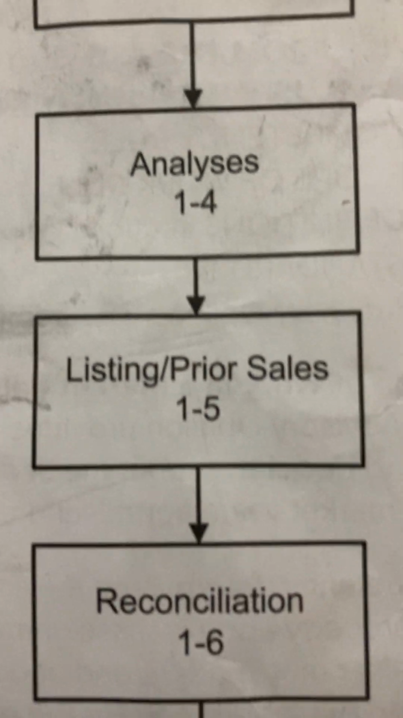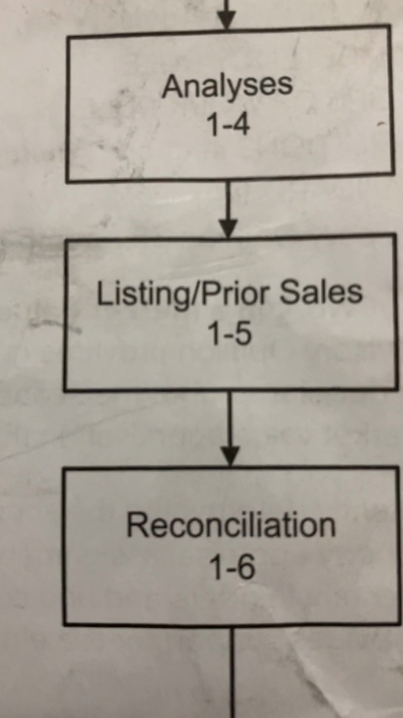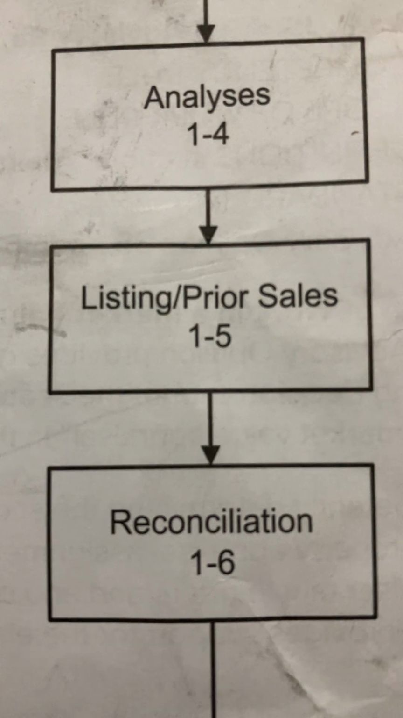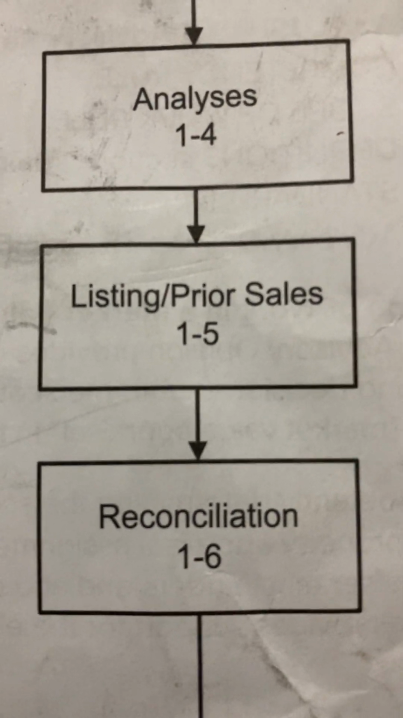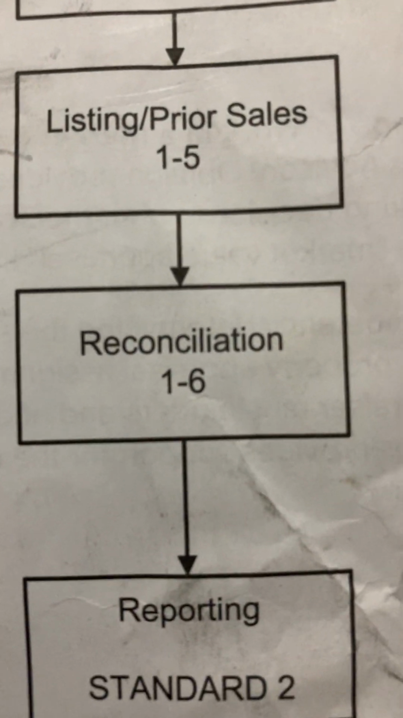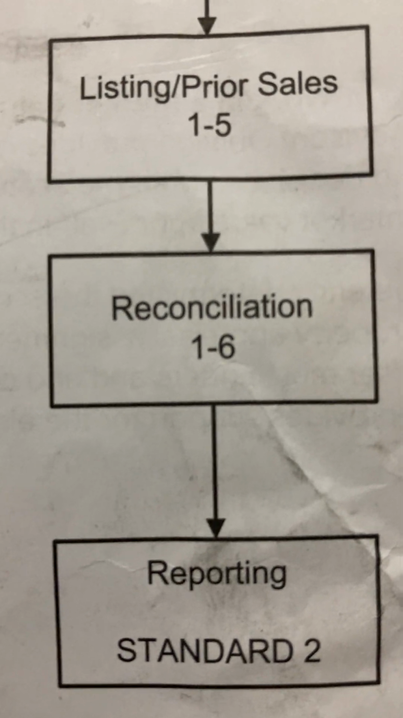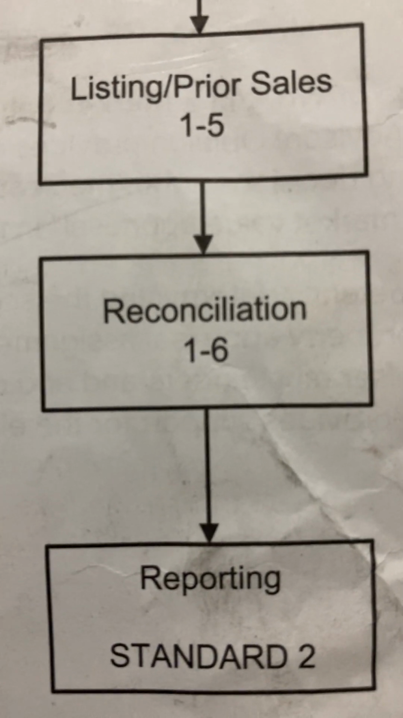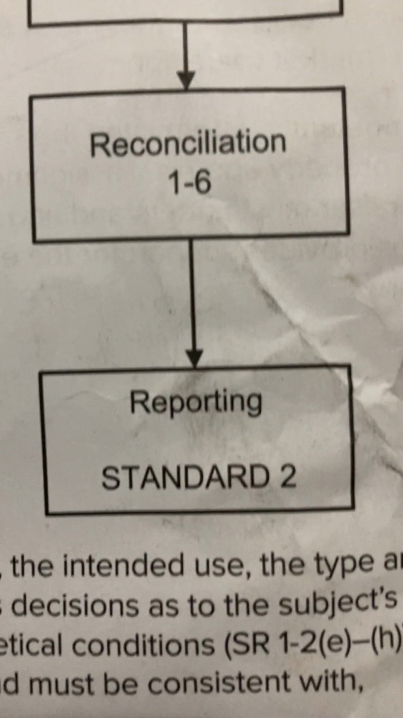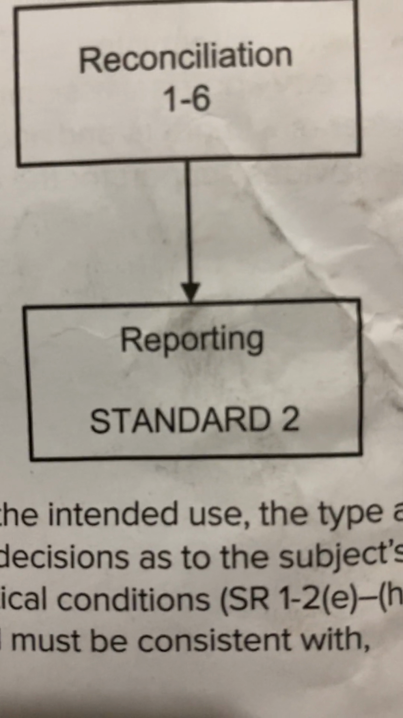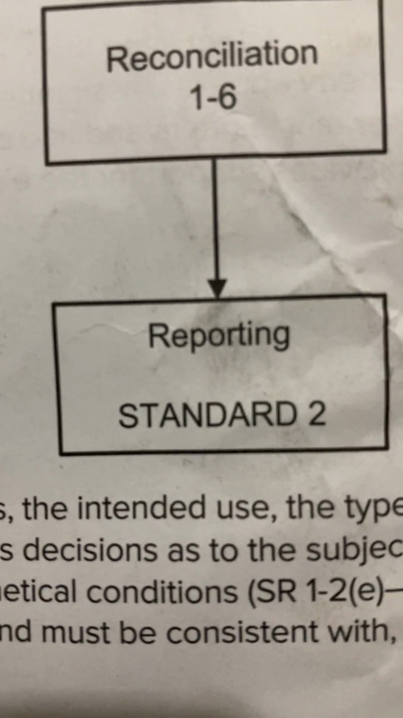After that, you go to listing/prior sales, 1-5. And then you get to reconciliation, 1-6. And then you finally go to reporting, Standard 2.